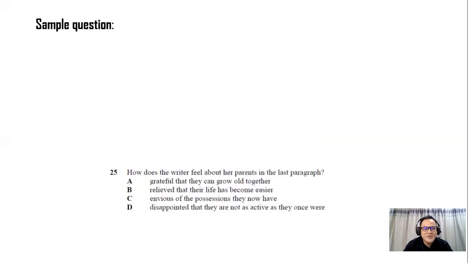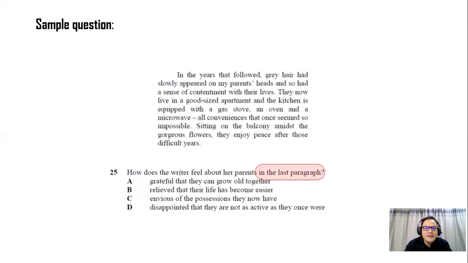Okay, next question, number 25. How does the writer feel about her parents in the last paragraph? Here in the question, it mentions where the information is located, which is in the last paragraph. So let's look at the keywords in this question. How does the writer feel? About her parents. So let's look at the paragraph and the options.